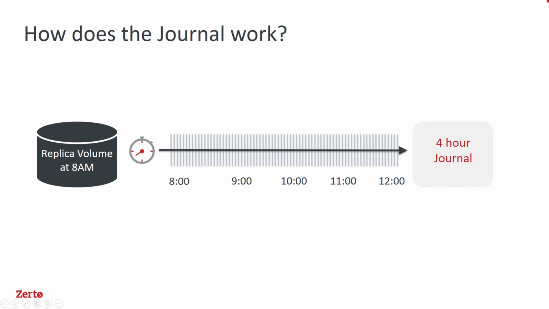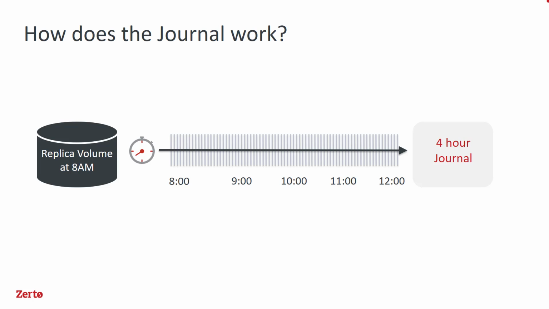Let's look at an example. If you had a 4-hour journal and it's noon, you can go back as far as 8 a.m. in the journal. At 7:59 and 55 seconds, that last packet will now be a permanent part of the designated recovery disk. That new block on the journal replaces the block that was committed to the recovery volume.